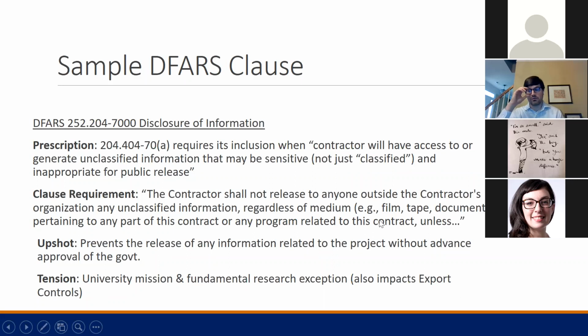So it's a very, very restrictive clause, and when it is applicable, which again, if you look at the prescription, it's going to state when the contractor will have access to or generate unclassified information that may be sensitive. So it's not always abundantly clear whether that should be applicable or not, and frequently there's discussions with the government about whether or not it should be applicable. It does have a required flow down though, so if the prime contractor has it, it's going to be in the subcontract.